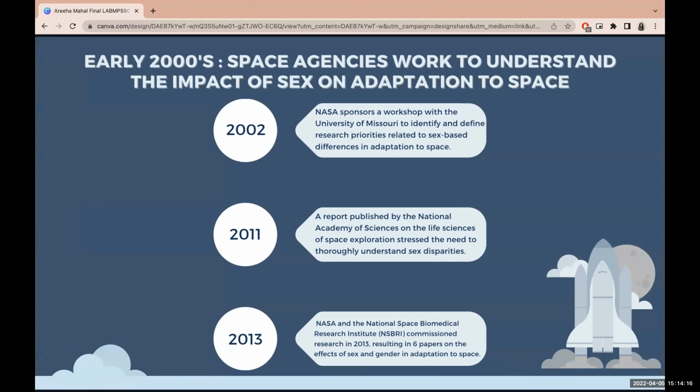Then if we jump to 2011, a report published by the National Academy of Sciences on the Life Sciences of Space Exploration voiced the need to thoroughly understand sex disparities. As a result, NASA and the National Space Biomedical Research Institute commissioned research in 2013 and put out 6 papers on the effects of sex and gender in adaptation in space.